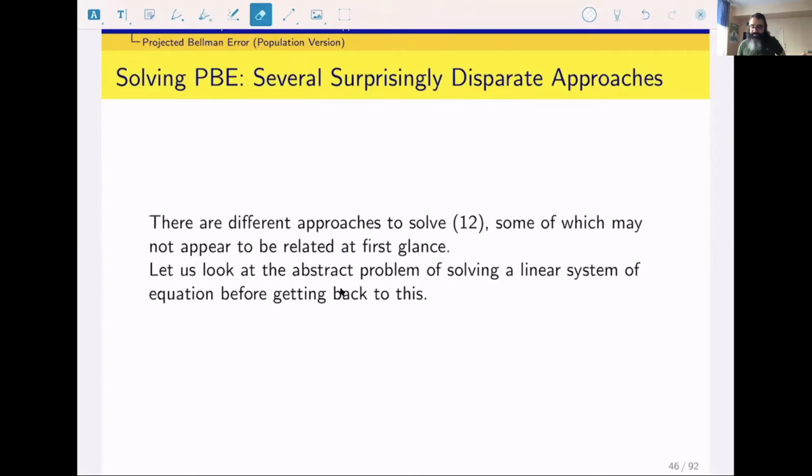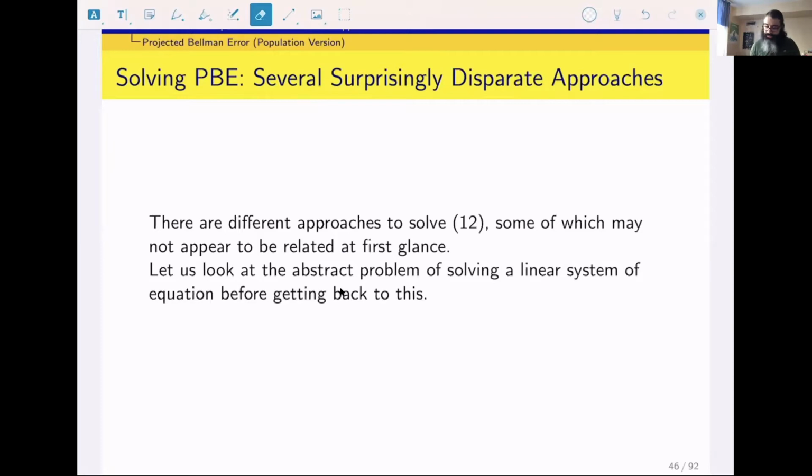Okay, so let's think about how we can solve this projected Bellman error. I'm going to talk about different approaches to solve it, and some of them may not appear to be related at all. But if we look at these different approaches, we see that many other methods in RL later are taking one of these approaches, and they develop algorithms based on them. The end results may not look very similar, but all of them can be seen as coming from trying to solve this projected Bellman error problem.